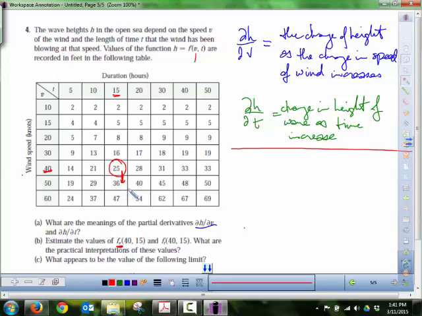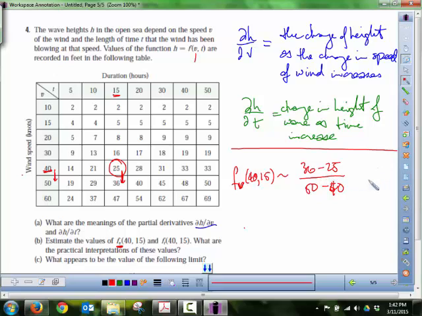So as the wind velocity changes, we want to know, as the wind velocity goes from 40 miles per hour to 50 miles per hour, how is this wave height going to change? So FV of 40, 15 would be approximately equal to the change in height over the change in speed increase. So it goes from 25 to 36 as you go from 40 to 50. This is 11 over 10. Is that what this is?